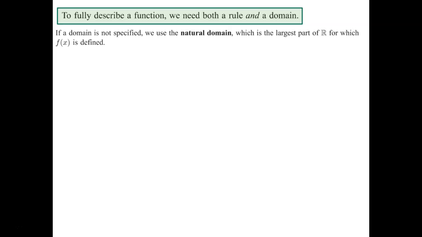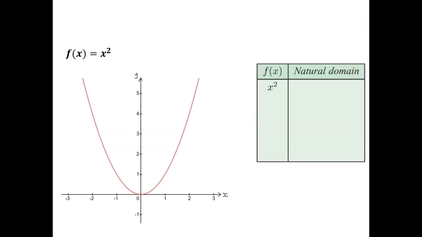In terms of setting a viewing window, I would recommend you go Shift F3 for viewing window and press standard, which goes from -10 to 10. We are going to be going through a number of functions that you should become familiar with. The first one is f of x equal to x squared.